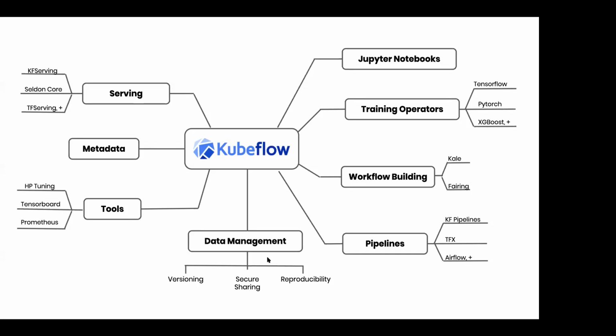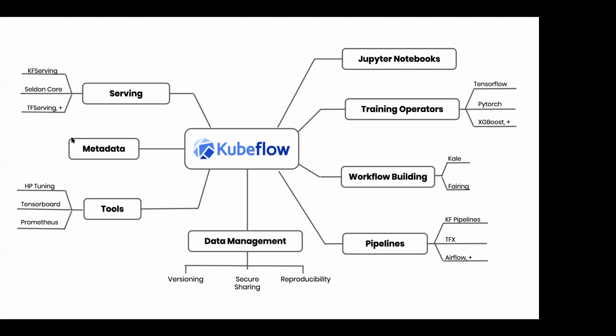Then data management. Clearly, matching the data you use for an experiment to your model is key, needing to version that, securely store it, and so forth is critical. From a tooling perspective, there are capabilities like hyperparameter tuning, being able to take advantage of the scalable nature of Kubernetes to do these massive searches across your parameters to create the optimal model. And then there are some other capabilities, things like TensorBoard for debugging your TensorFlow models, or Prometheus, the Kubernetes logging and monitoring infrastructure, being able to take advantage of that is great.